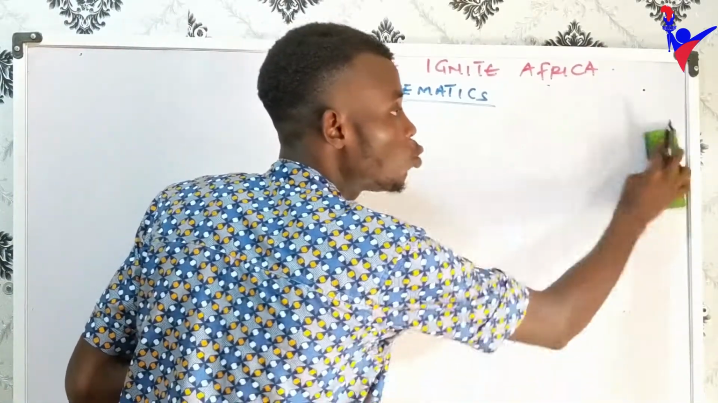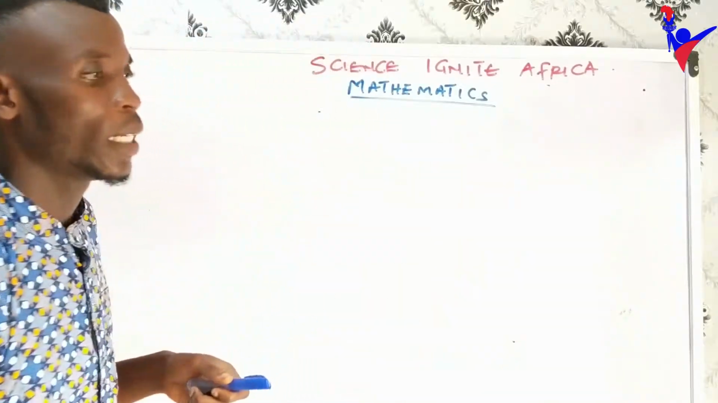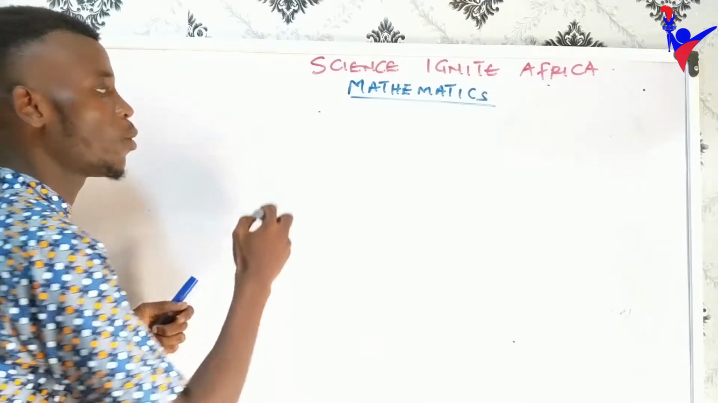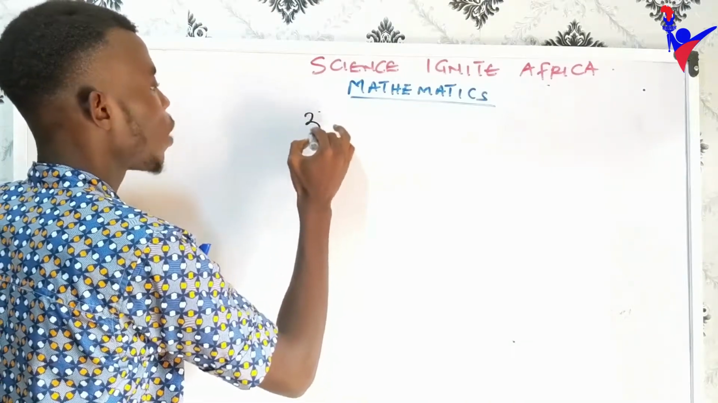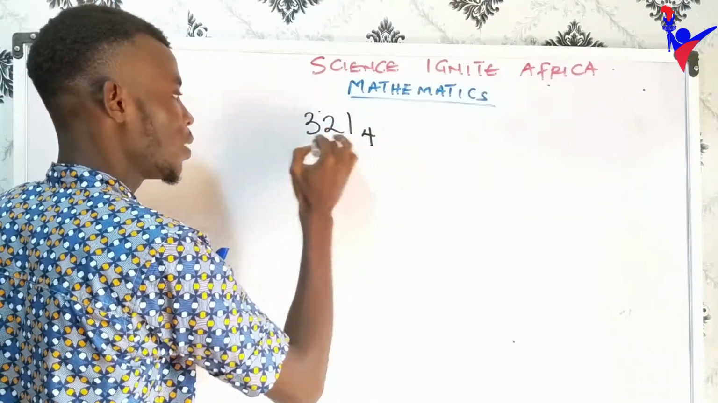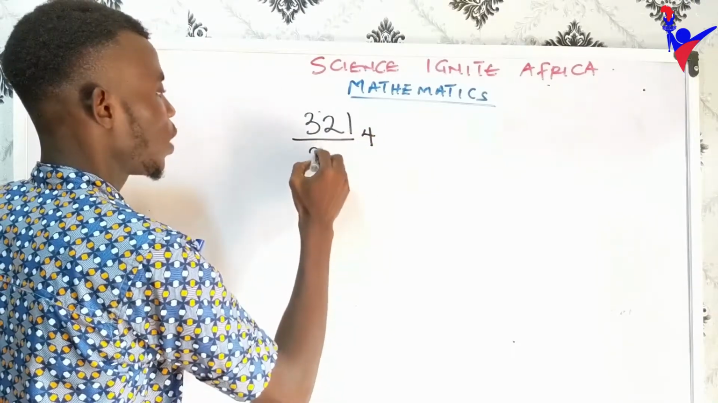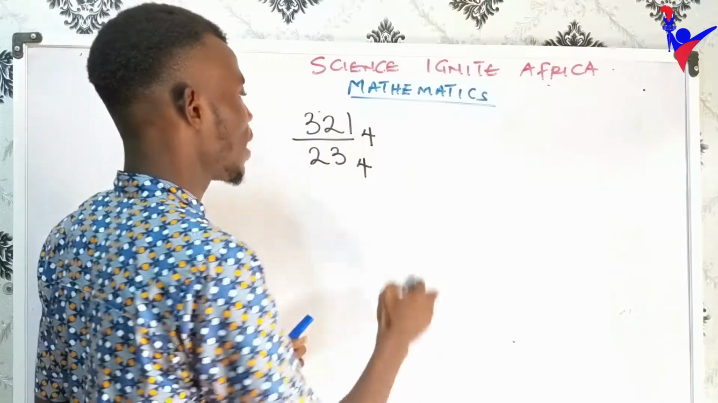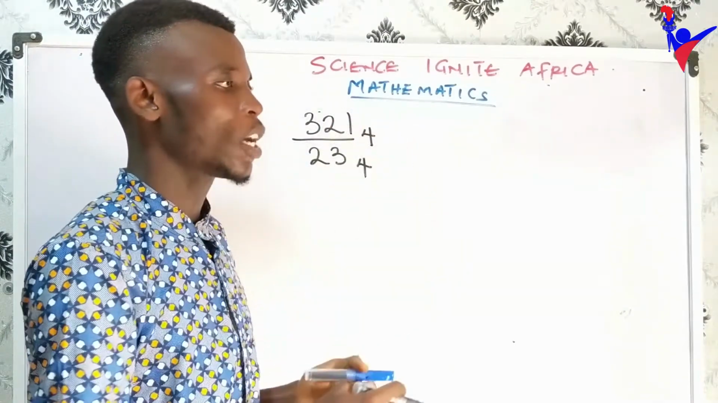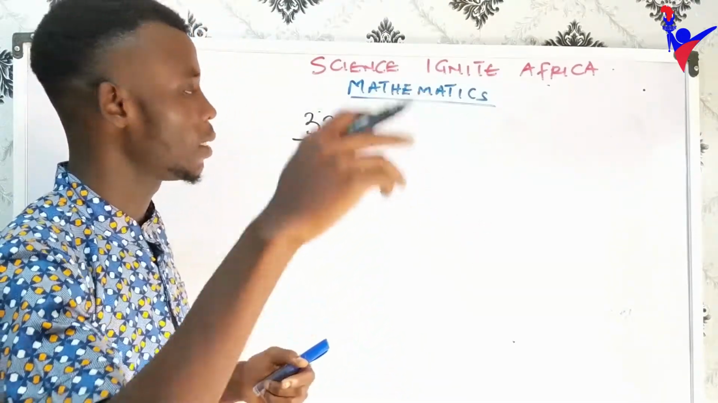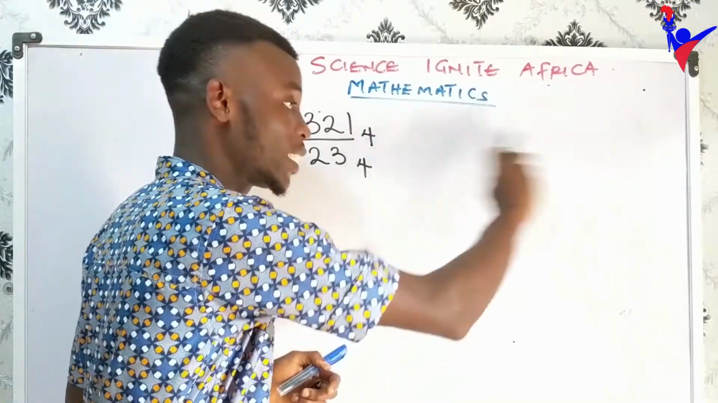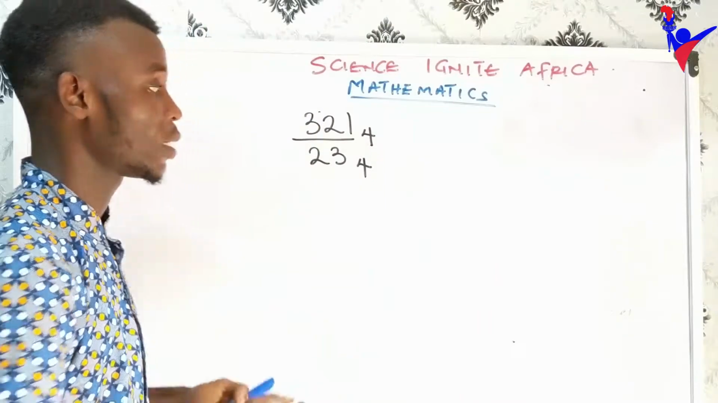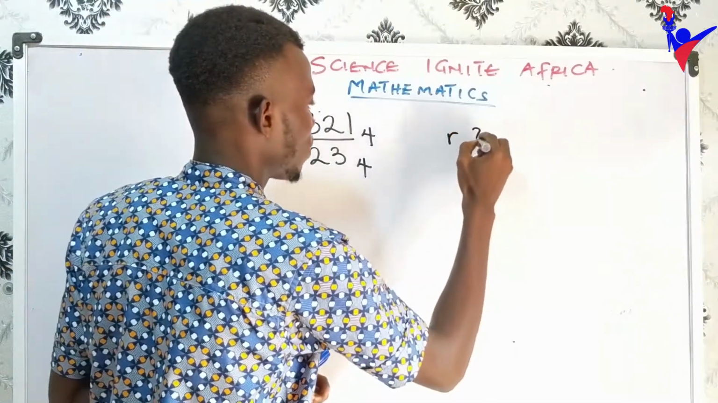If 321 base 4 is divided by 23 base 4 and leaves a remainder, our answer will be something remainder. So that means we are not having a straightforward answer. It has a remainder. Then what's the value of that remainder?